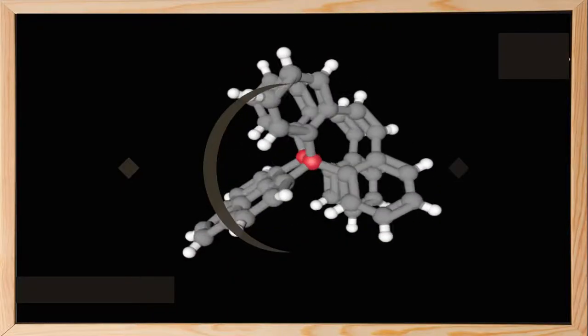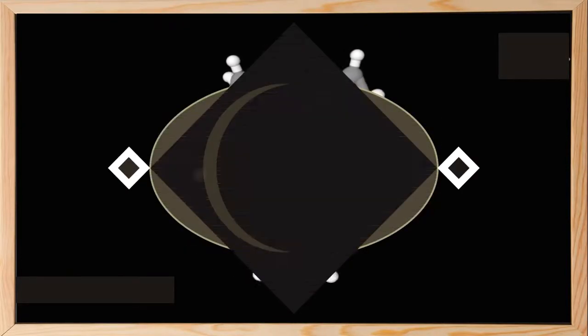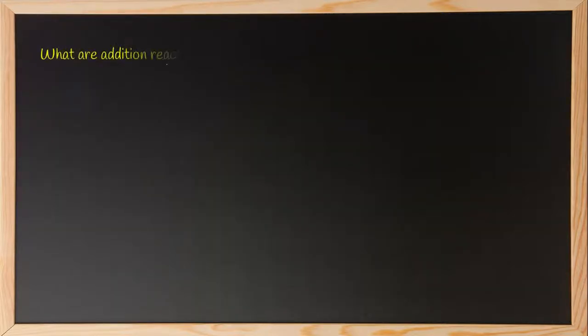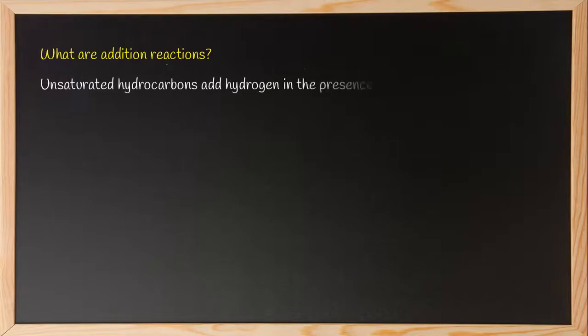In this video, we will discuss addition reactions. So first of all, what is an addition reaction? Unsaturated hydrocarbons add hydrogen in the presence of catalysts to give rise to saturated hydrocarbons. So unsaturated hydrocarbons are the ones which are alkenes and alkynes, the ones with double bonds and triple bonds.